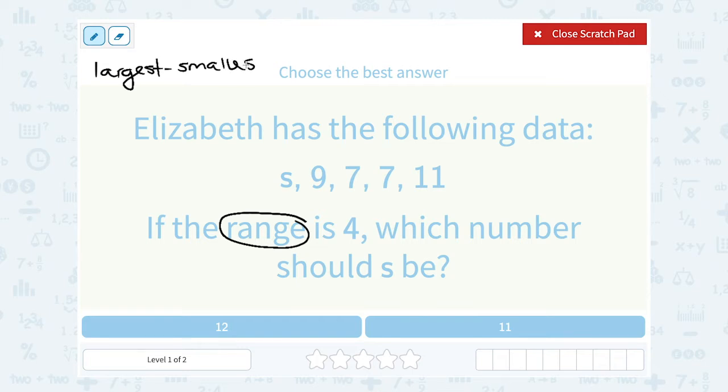Okay, so let's look at our answer choices and see which one is going to give us a range of 4. Well, if I look at 12, if I put 12 in place of S, that means 12 would be my biggest number and 7 would be my smallest number. But if I subtract 12 minus 7, that's not going to give me 4, that's going to give me 5. Okay, so that answer choice doesn't work. Okay, what about 11? If I put 11 in place of S, then 11 is my biggest number, minus 7, and that is going to give me a range of 4.